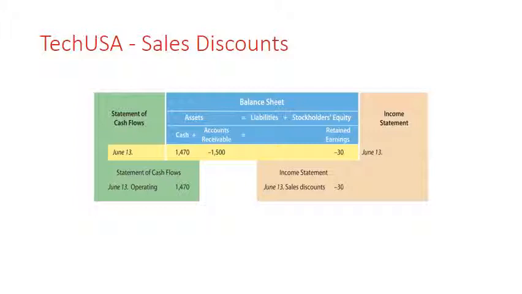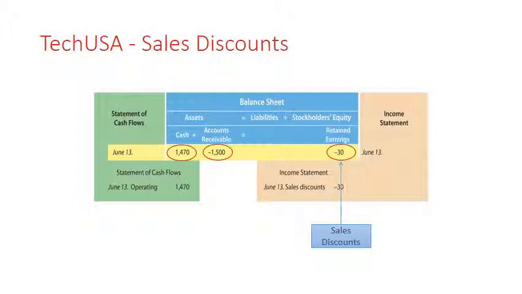So let's look at an instance where the customer actually took advantage of the sales discount. The cash that came in the door was $1,470. Because what they originally owed us was $1,500, they only had to pay us $1,470. So we increased cash by $1,470. We decrease accounts receivable by $1,500 because the receivable on our books was for the full $1,500 when we made the sale. But they only had to pay $1,470 because they took the discount.